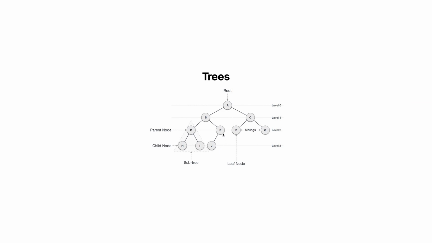So, for example, this would not be full. The reason being is E only has 1 child. If it had another child or it did not have any children at all, it could be full.